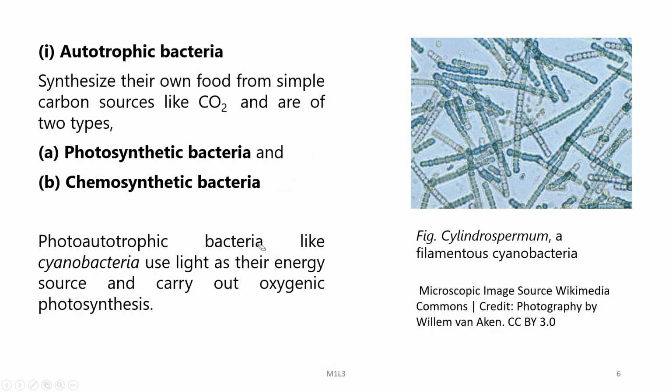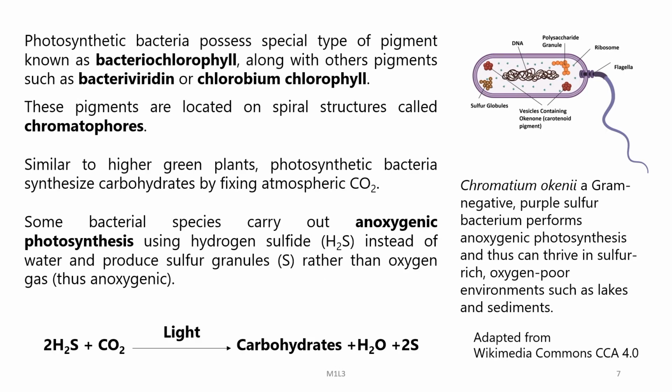Photoautotrophic bacteria like cyanobacteria use light as their energy source and carry out oxygenic photosynthesis. Here you can see a microscopic image of Cylindrospermum, which is a filamentous cyanobacterium, and you can see that they can become very long in the image. These photosynthetic bacteria possess a special type of pigment known as bacteriochlorophyll, which we mentioned briefly in the last class.